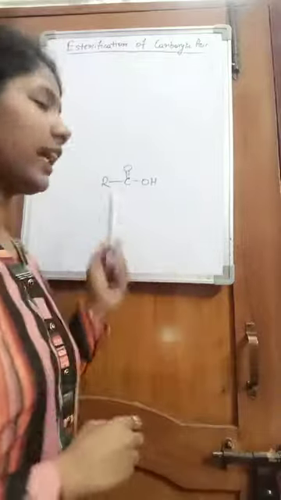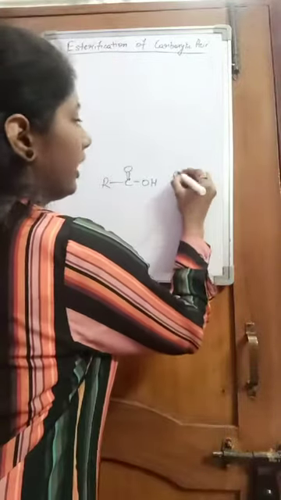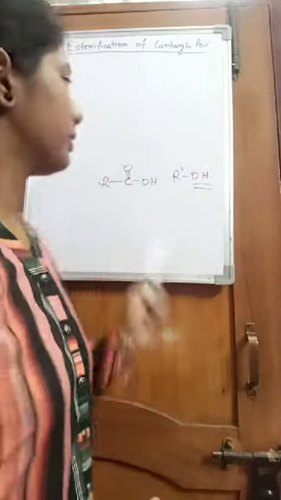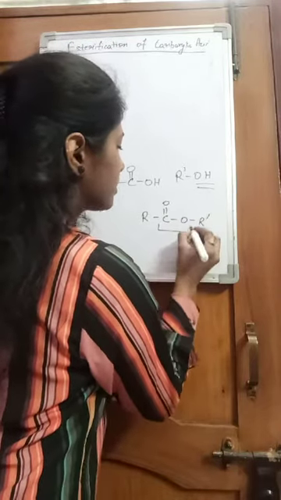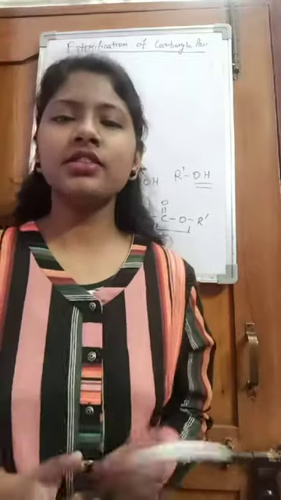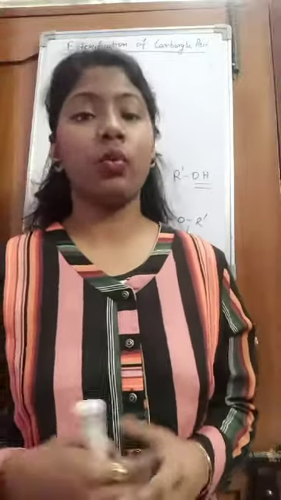For the esterification process, we need two compounds. First, we need a carboxylic acid, and another one we need is an alcohol, which has the functional group OH. Now they both react and give us a compound known as an ester, which has the functional group R C double bond O O R dash. This is the functional group of an ester. Esters are compounds formed when carboxylic acids react with alcohols. Esters are compounds which have a fruity smell.